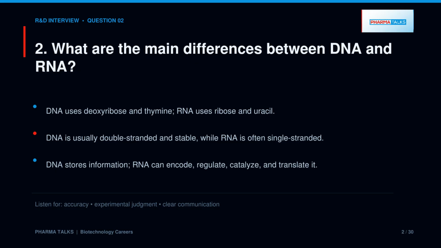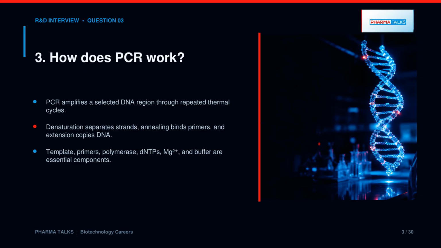PCR amplifies a specific DNA sequence through repeated cycles. First, heat separates the DNA strands. Next, primers bind to complementary target regions. A thermostable polymerase then extends the primers using nucleotides. Repeating these steps produces exponential amplification. A strong answer should also name the essential reagents and explain why controls are necessary. Question 4. What is the difference between PCR, RT-PCR, and qPCR?